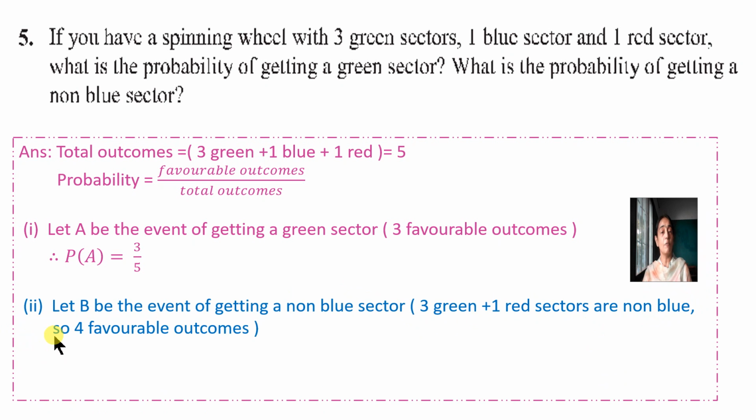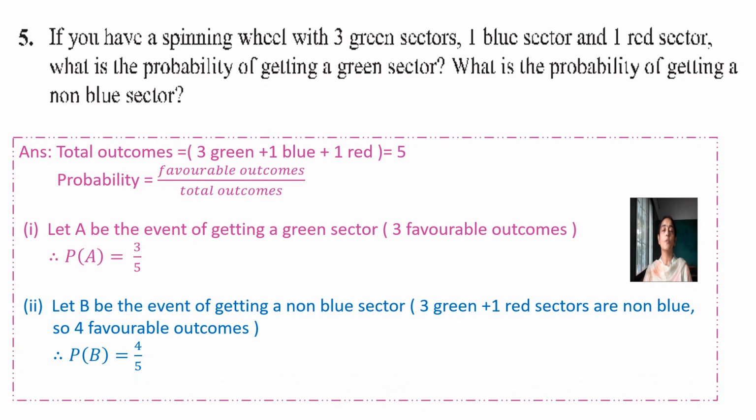So how many favorable events? 4 favorable outcomes. So there are 4 favorable outcomes. Therefore, P of B is equal to 4 upon 5. It is 4 upon 5. You cannot simplify this further. So it will remain as it is.